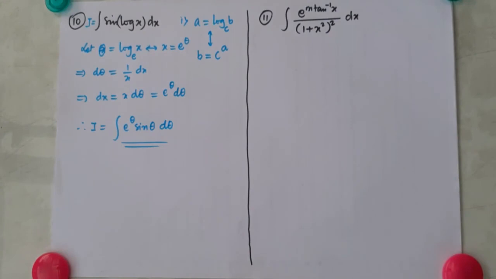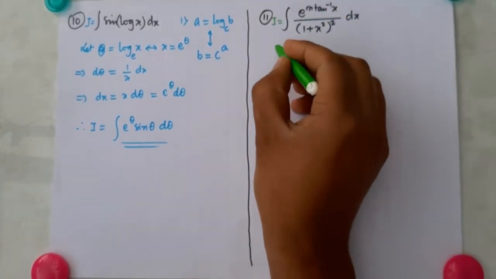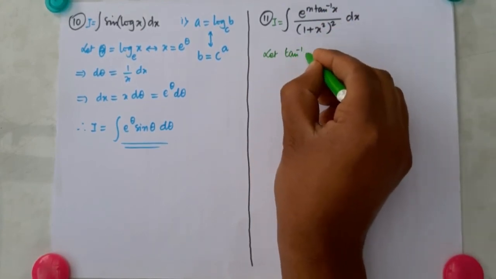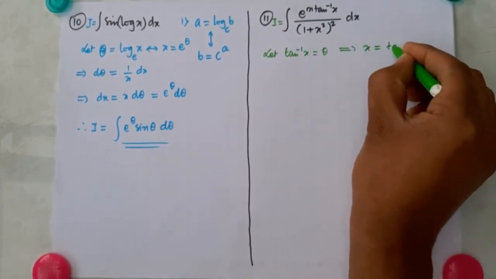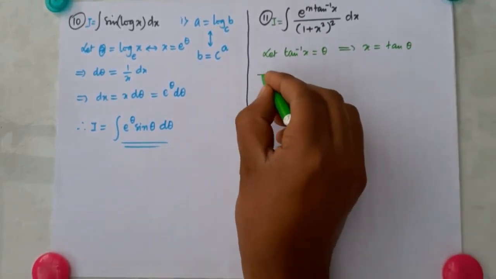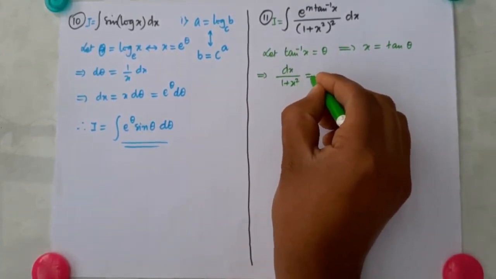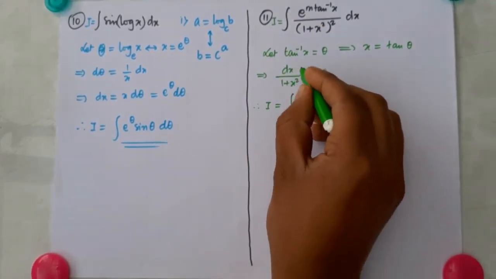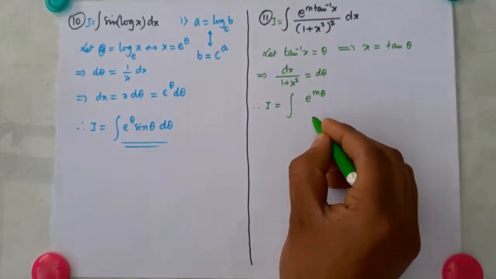Now let's have another question, question number 11 in front of you. So this is your I. Here you clearly see that the substitution that we have to make is tan inverse x equal to theta. In that case your x turns out to be tan theta, and the differentiation will give you dx by 1 plus x square is equal to d theta. So this integral I will change into, see here carefully, e to the power m tan inverse x, which is theta, so e to the power m theta.